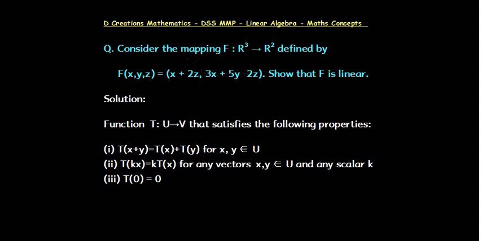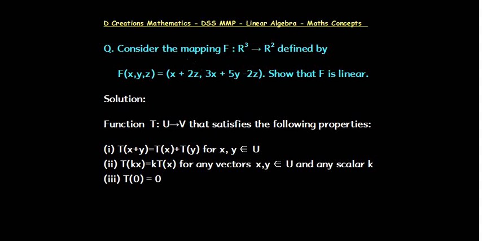So the given mapping is f, which is going from R cube to R squared, and f of (x, y, z) is given to be (x plus 2z, 3x plus 5y minus 2z). So you can clearly see x, y, z are three elements. They belong to R cube, while when they are mapped to another set, there are two elements, namely the first one x plus 2z and the second one 3x plus 5y minus 2z. So it belongs to R square.